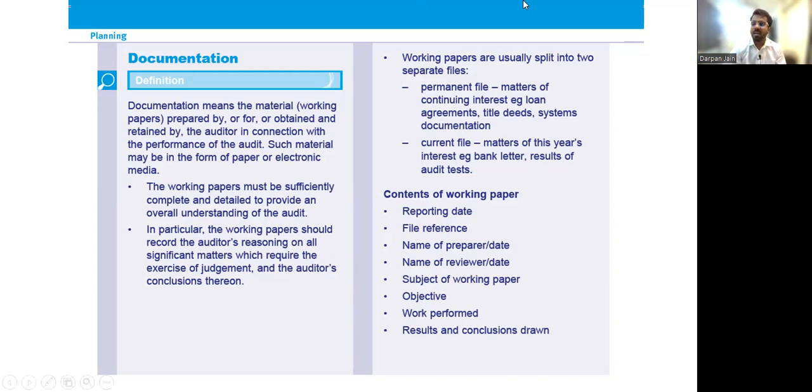Such material may be in the form of electronic media or paper. What do you mean by electronic media? The working papers can also be in the soft form, in the electronic form, like PDFs or Excel sheets or Word files. It is not necessary that you have to have your working papers only in hard copy form. No, you can have it in e-form also.